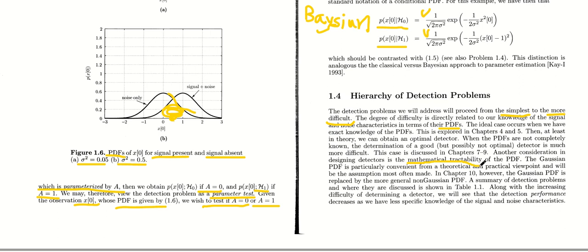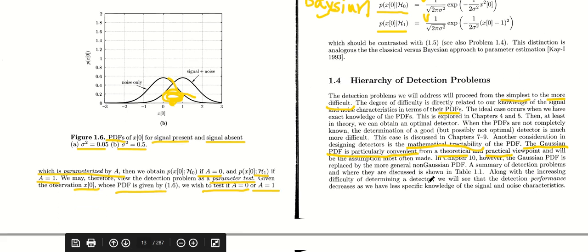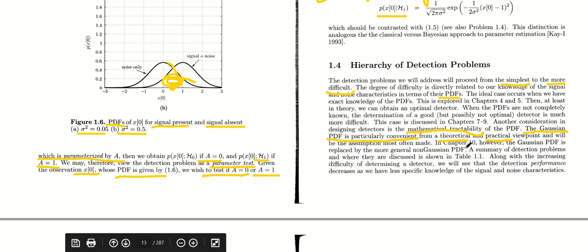Also, mathematical tractability: Gaussian distribution is mathematically tractable. A lot of things may not be, right? Non-Gaussian distributions. So for mathematical tractability, the Gaussian PDF is particularly convenient from the theoretical and practical point of view, and will be the assumption most often made. In some cases, the Gaussian PDF will be replaced by a more general non-Gaussian one.